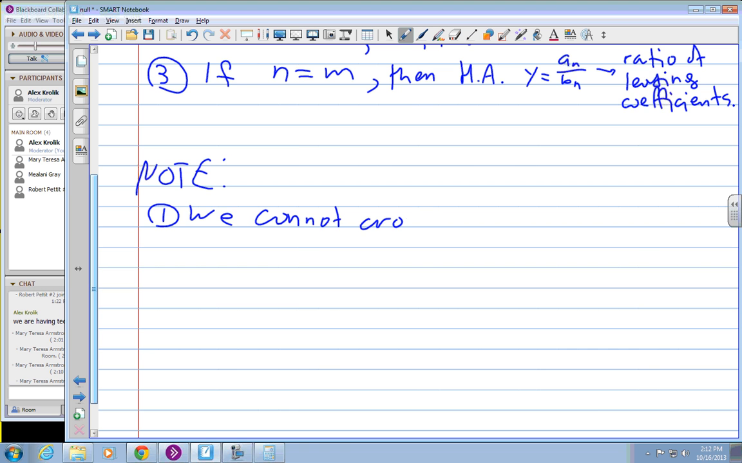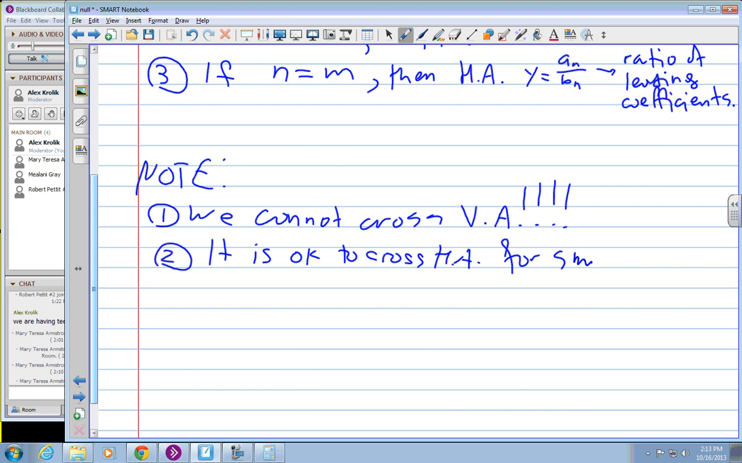But anyway, we cannot cross vertical asymptotes. No matter how hard you try, don't do that, because that means you're dividing by 0, you're crossing things that are not in the domain. Now, horizontal asymptotes, it is okay to cross those for small values of x. Sometimes you just kind of have to. So that's all right. Nothing bad happens. It is okay to cross horizontal asymptotes for smaller values of x.